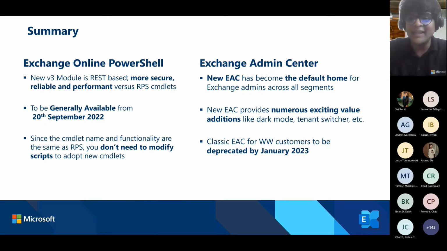On the EAC, it has already become the default home for a lot of our admins. 1.5 million is the last month's MAU. It, of course, provides numerous exciting value additions like dark mode and tenant switcher. We are hoping to understand from all of you what remaining problems you have so that we can work on it and help you with that seamless transition between classic EAC and new EAC. The new updated timelines for classic EAC deprecation is January 2023.